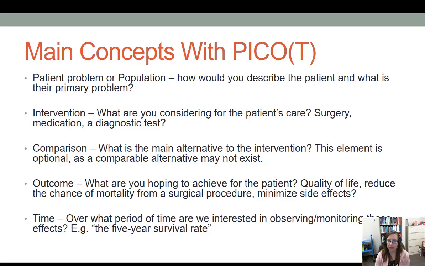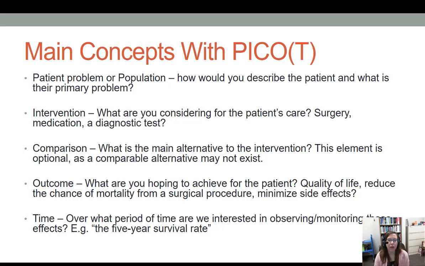So the P in PICO stands for patient problem. Or if you had a public health question, it could also stand for population. Basically, this is just how you describe the patient and what is their primary medical problem that you're trying to treat them for in some fashion. The intervention is what you're considering for the patient's care, whether that's surgery, medication, counseling, whether you want to use a diagnostic test, change their diet, etc.